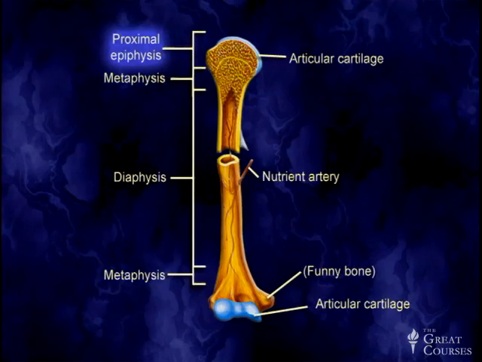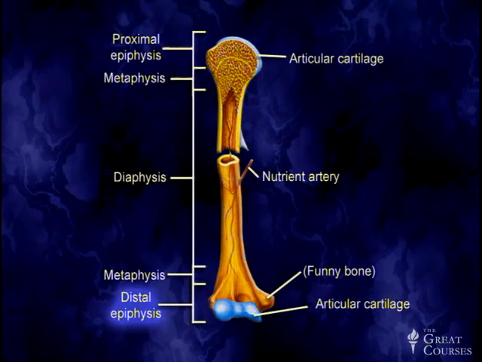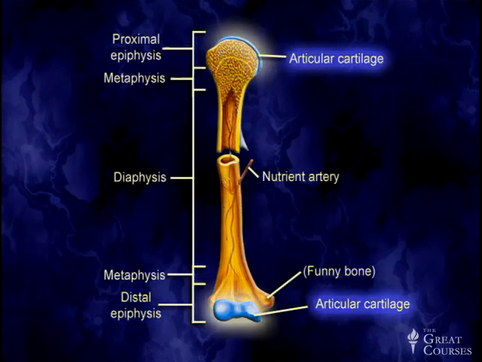This is called the proximal one because it's nearest the shoulder. Here's the distal epiphysis, which is not shown on cross-section, near the elbow. And this is the end of the bone that supports the articular cartilage. Where a bone articulates is its joint.